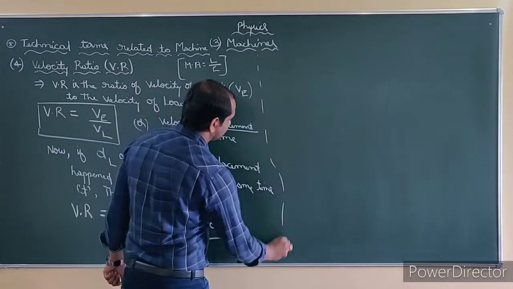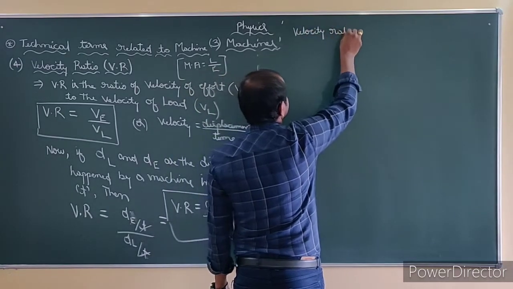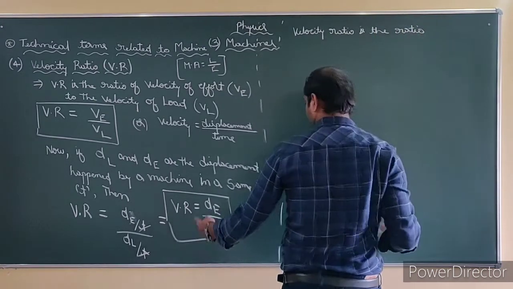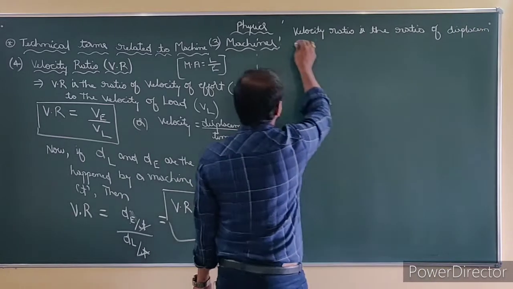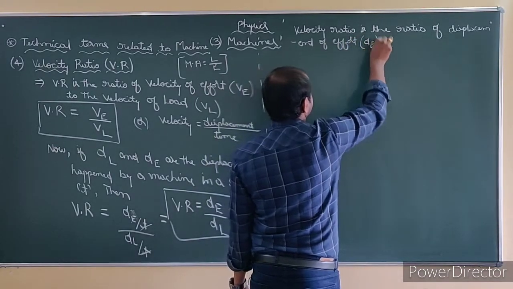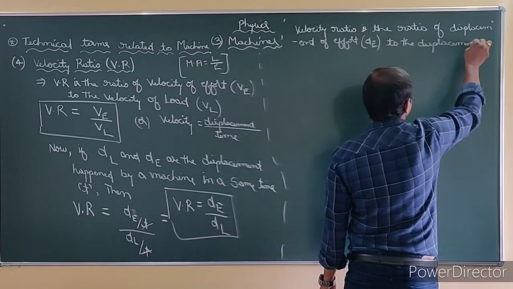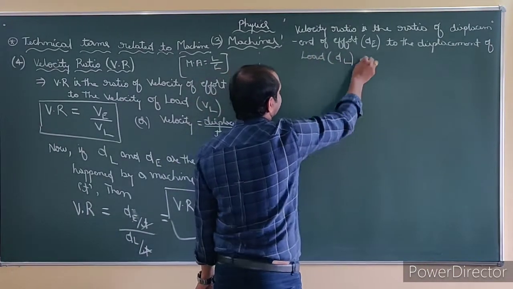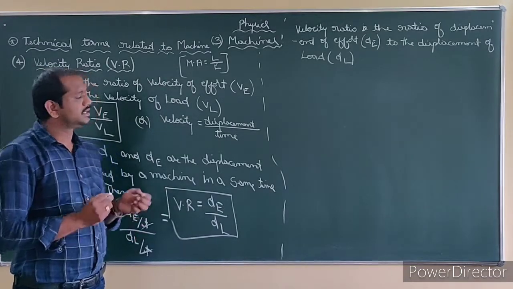So hence we can define velocity ratio as the ratio of displacement of effort to the displacement of load. You can define velocity ratio in that definition or in this definition. Know both things. So I hope you are understanding better.